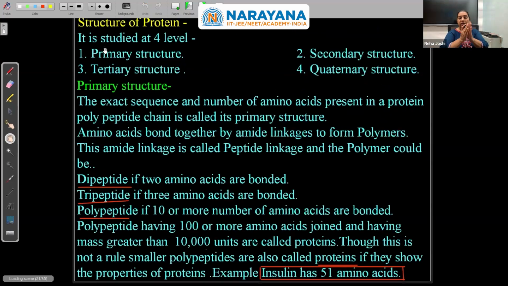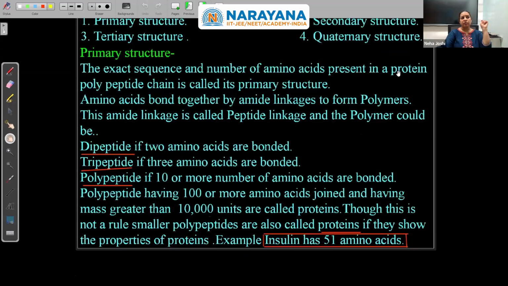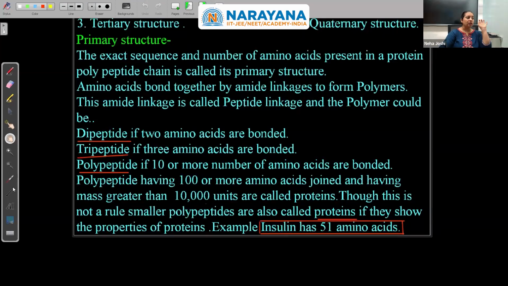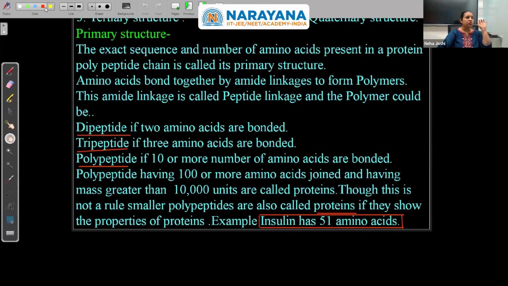Structure of protein. Now we have once studied what are amino acids. We have tried to learn them. Now it is studied at 4 levels: primary, secondary, tertiary, and quaternary. Primary structure, the exact sequence and number of amino acids present in a protein, that is called the primary structure of that particular protein. Amino acids bond together by amide linkage to form polymers. This amide linkage is called, what is it called? It is called peptide linkage.